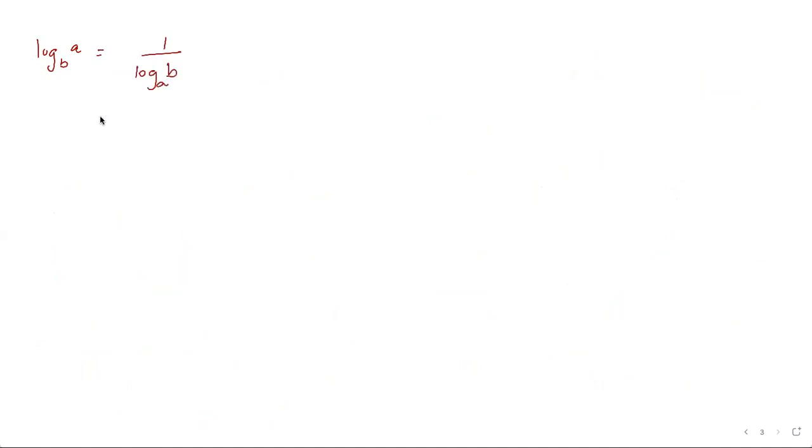So how do we get this result? If you have, let's say, log 3 to the base 5, I can write this as 1 over log 5 to the base 3. So this is the general outcome, or general understanding, that we have to have for the log terms.